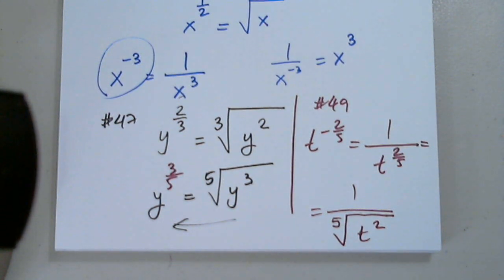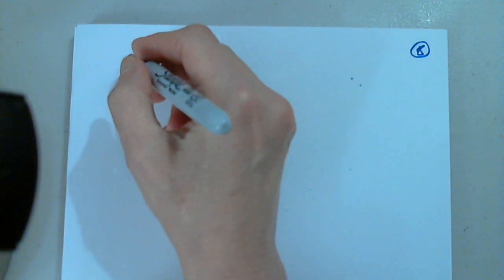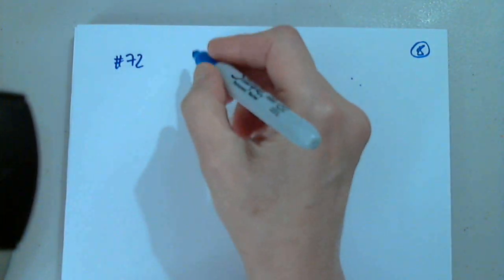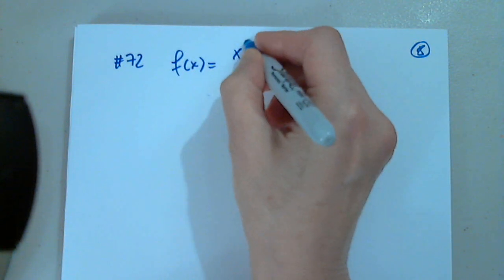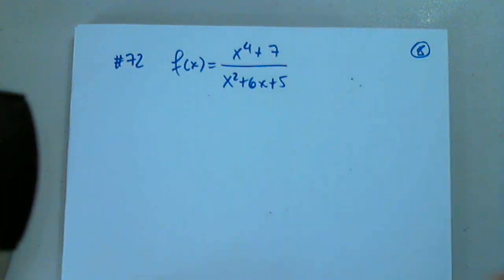Okay, I'd like to continue here. Do we want to choose any domain? If you want to choose any domain, please do so. Can we do 72? Yes. So let's look at, I'm on page 8, and we picked 72. And we have f of x equals x to the 4th plus 7 over x squared plus 6x plus 5. Good? Excellent.